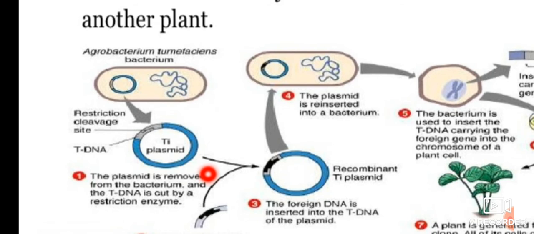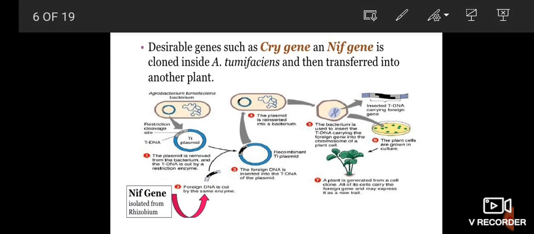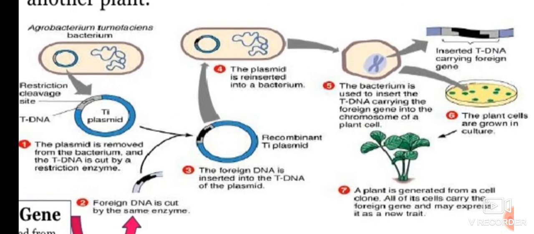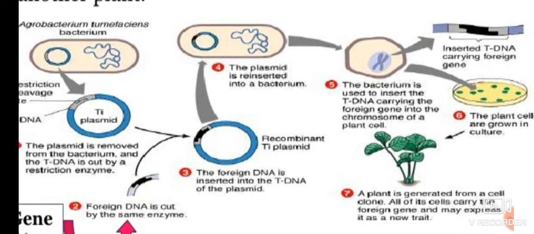The plasmid is removed from the bacterium and the tDNA is cut by a restriction enzyme. With the use of a restriction enzyme, this portion of DNA, the tDNA, is cut. And then what happens? See here, the tDNA is removed. And then the third step: the foreign DNA is inserted into the tDNA of the plasmid.